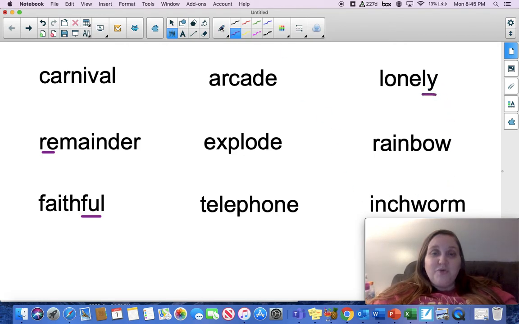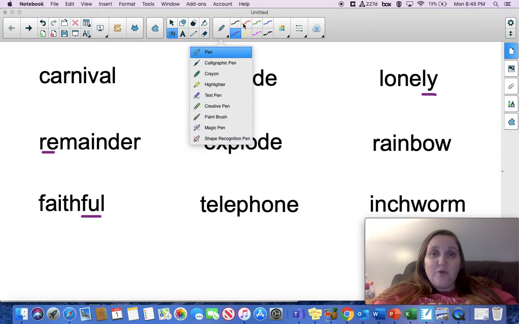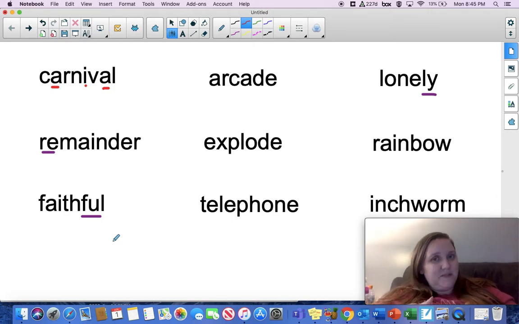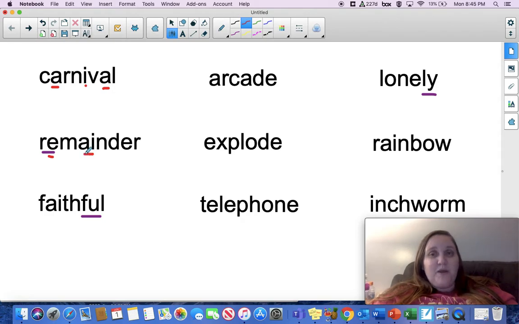Okay, so next I'm going to go through and look for my vowels. And I'm going to underline every vowel. So this one has 1, 2, 3. Now remember my vowels are A, E, I, O, U, and sometimes this is where Y comes in. So here I have E. I have AI. So whenever you have two vowels that go together, remember they're a team. They don't get separated. They're one.